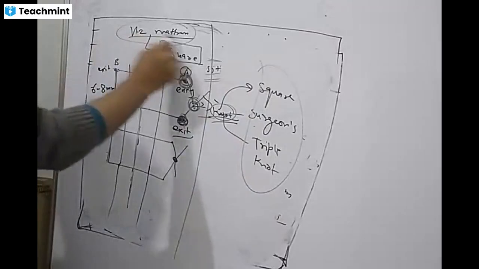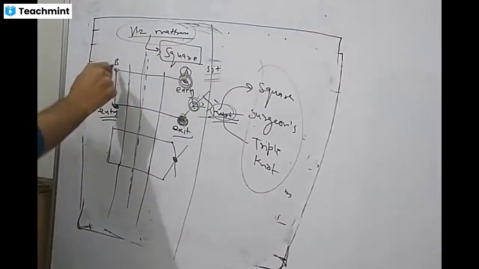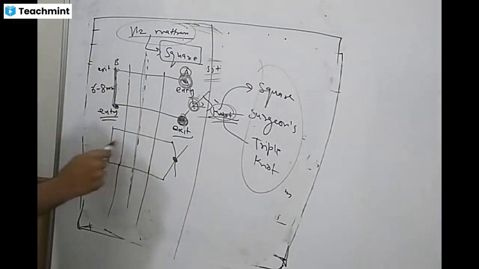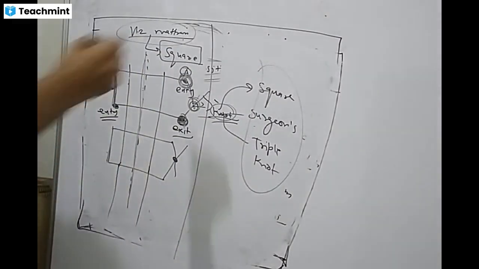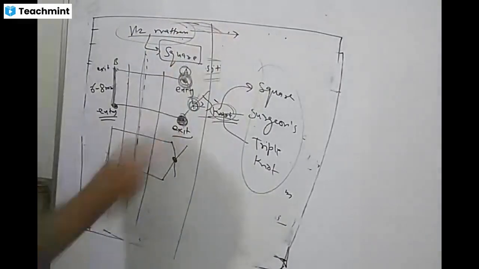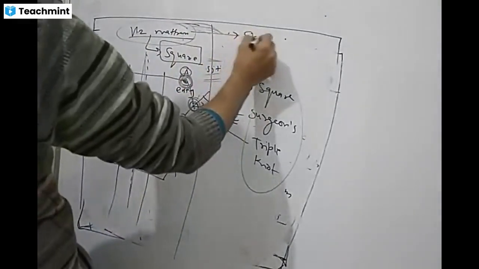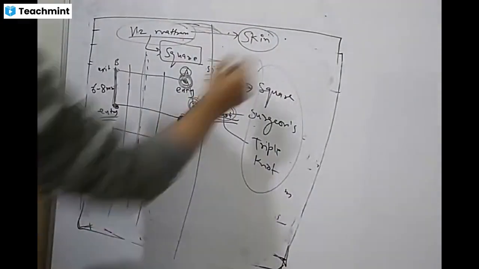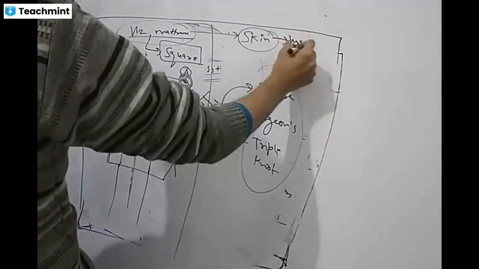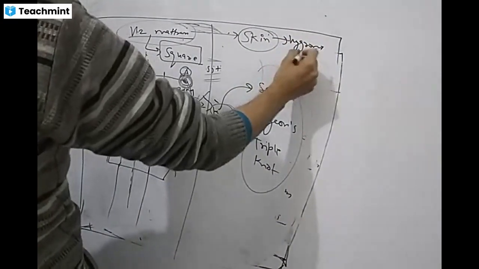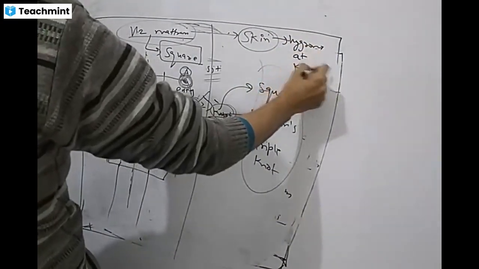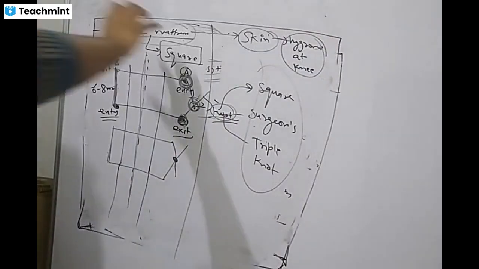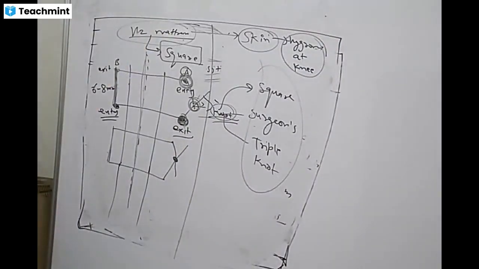So in case of horizontal mattress suture, this line is parallel or horizontal to the incision. So where do we apply this horizontal mattress suture? Mainly on the skin, where tension is more. For example, there is a hygroma operated at the knee in case of a dog. So we can apply a horizontal mattress at that place.